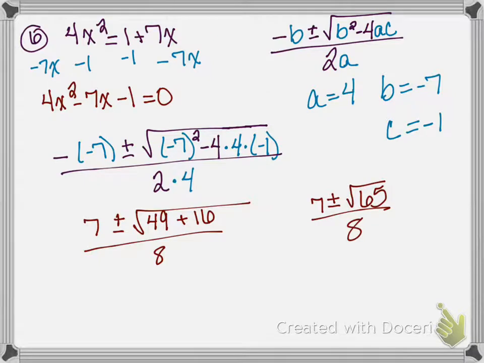Now, on number 6 and 7, you can do the method of your choice. If you don't want to use the quadratic formula, you can complete the square. If you don't want to complete the square, you can use the quadratic formula.